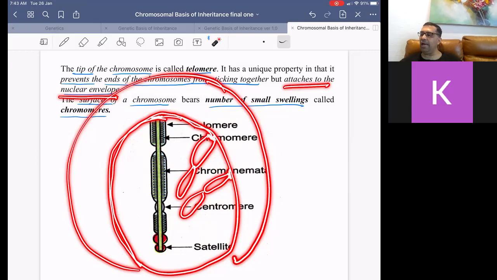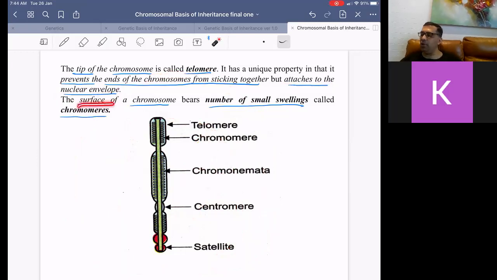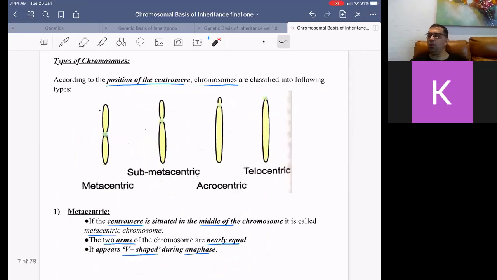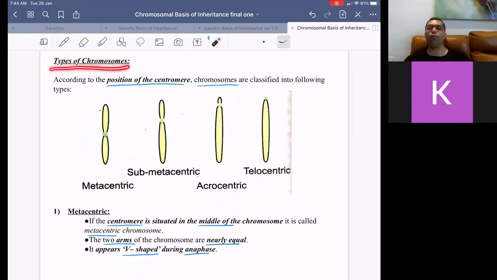to the nuclear envelope. The surface of the chromosome bears a number of small swellings called chromomeres. They have in them the DNA. And this is the structure of a chromosome. Then we have types of chromosomes.